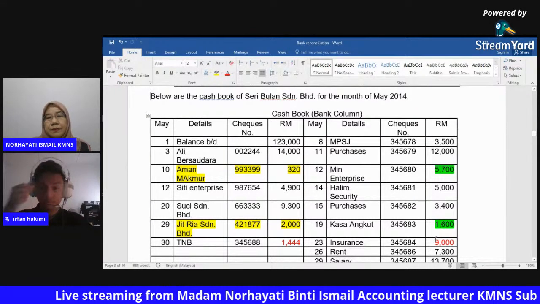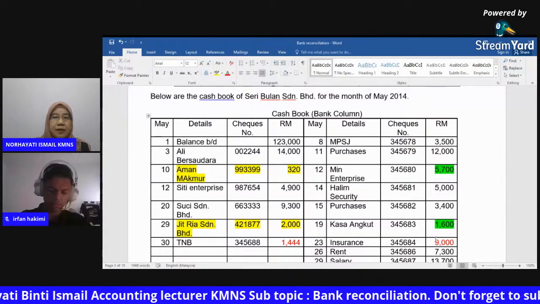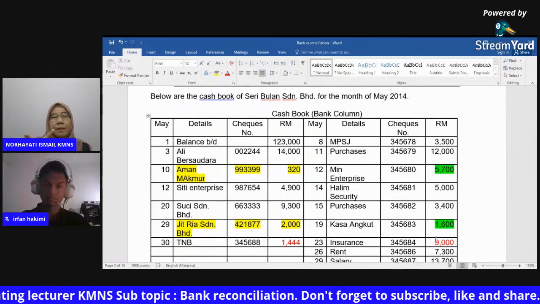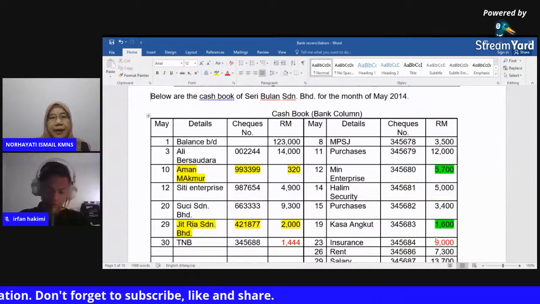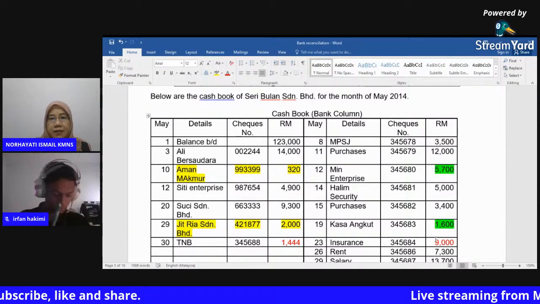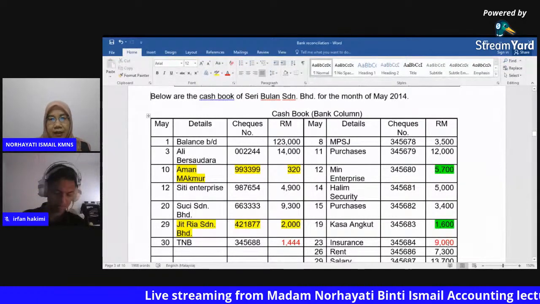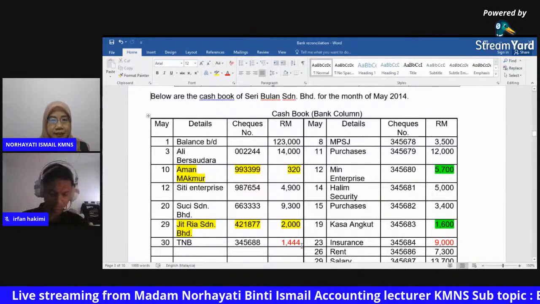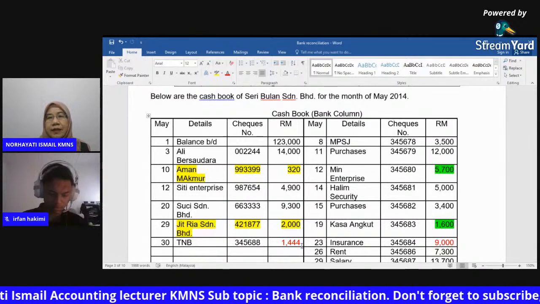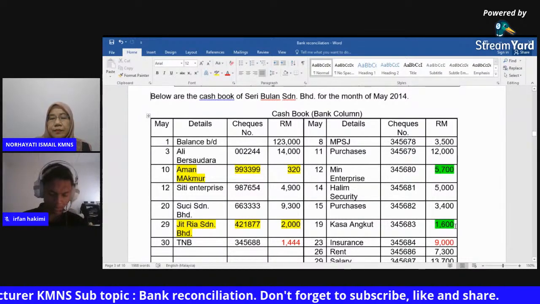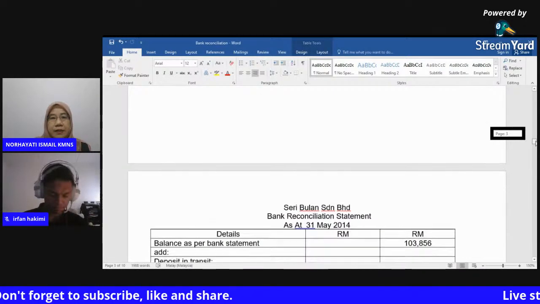So after you follow all the steps, compare debit in the cash book with credit in the bank statement. After that, you compare credit in the cash book with the debit in the bank statement. The fourth step, we must find out the error. There are 2 errors. Number 1, overstated error in the credit side of cash book. And another one, there is a reversal error. The amount has been recorded wrongly in the debit side, should be in the credit side. So we have to prepare the bank reconciliation. Okay, this is the answer.